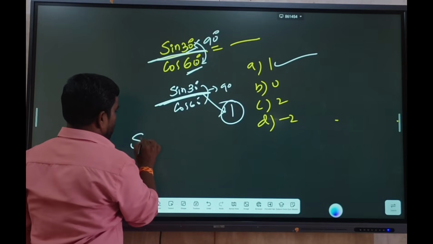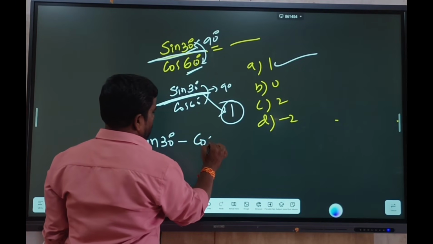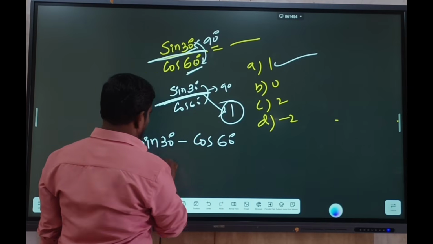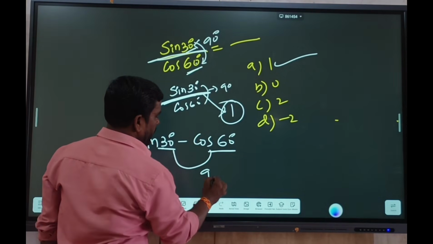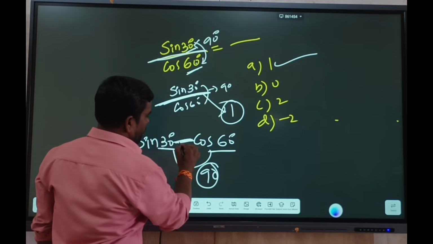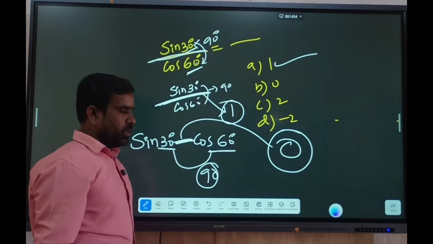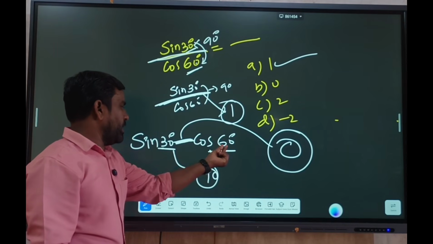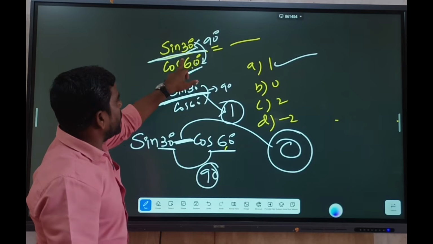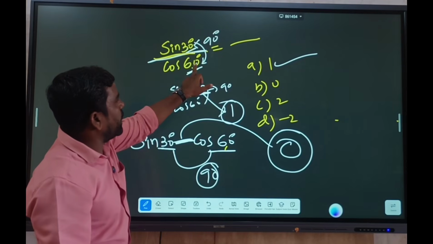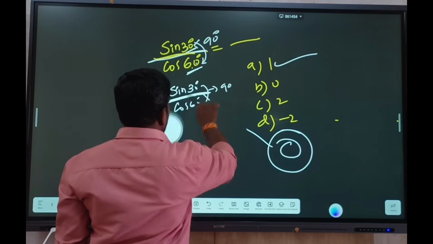So suppose for example sin 30 degrees minus cos 60 degrees. Look here, 30 and 60 add to 90, but if the operation is minus, then the answer is 0. Very important. So 30 and 60 add to 90, with minus we get 0. With 30 and 60 divided, also adding to 90, we get the answer 1. Very important concept here. Okay, right.